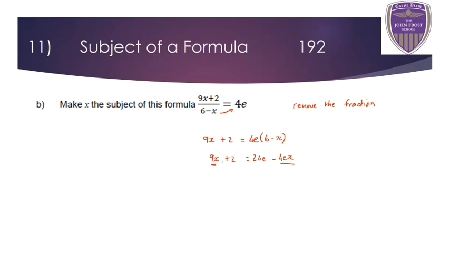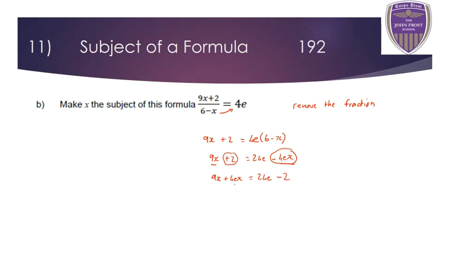And again, the strategy is the same as the previous question. Get all the x's to the left-hand side, all of the other terms to the right. So this term here, minus 4ex, needs to come over to this left-hand side. So I need to add 4ex to both sides to do that. And this plus 2 here needs to go to the right-hand side. So I need to take 2 away in order to make that happen. So I've got the 24e already on the right-hand side. I now have minus 2.